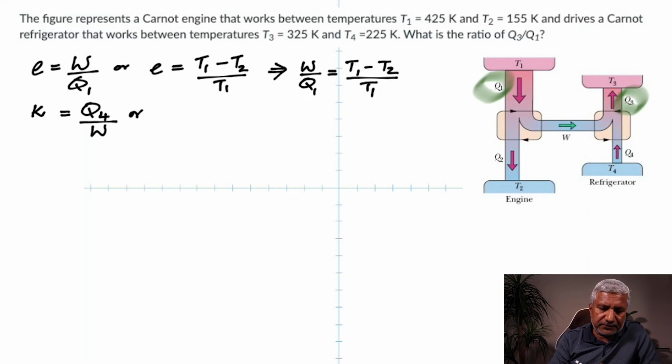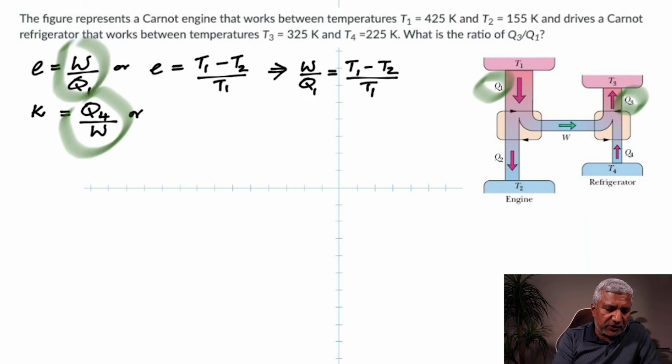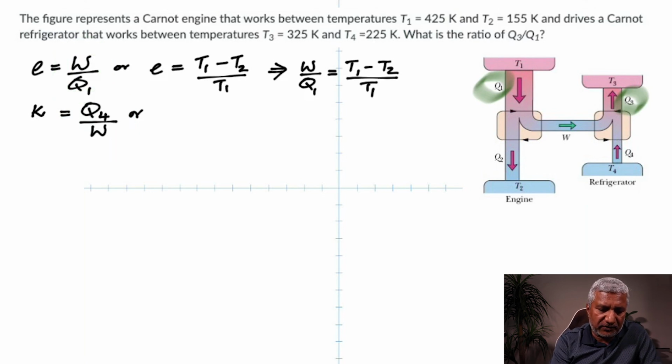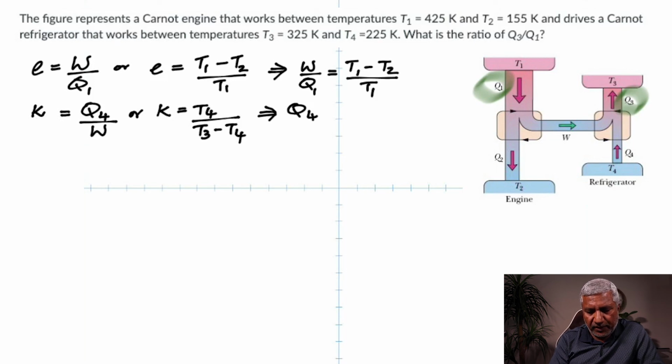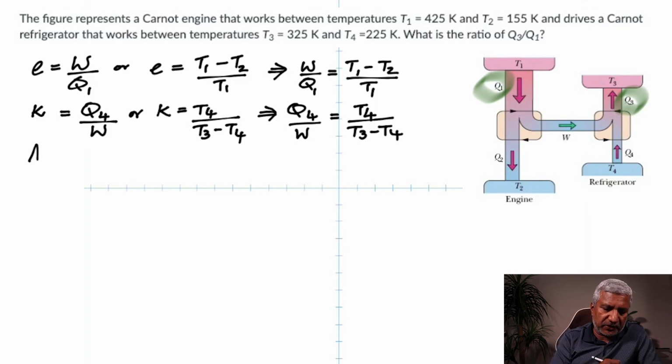Stop. Look. Compare these two. Do you see the difference? One is work over heat, the other is heat over work. See that? Therefore, there's another formula similar to the one, but again, it's reversed for a refrigerator. It's T4 by T3 minus T4. So from there, I could get Q4 by work, put them equal to each other, just like I did for the other one, and get this. And then if I take the ratio of those two ratios, I'm going to get the answer.